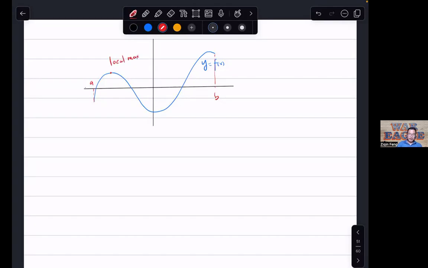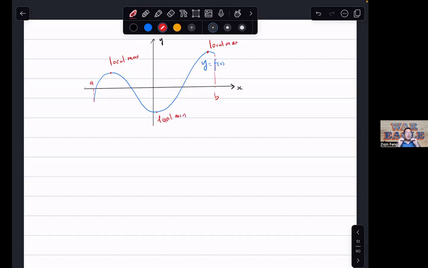because if you have any number, let's say less than 0, that function value is the biggest in a small neighborhood. You can see that the function value here is a local minimum value. This is actually also the absolute minimum value. And here, this is a local max, but also the absolute max.